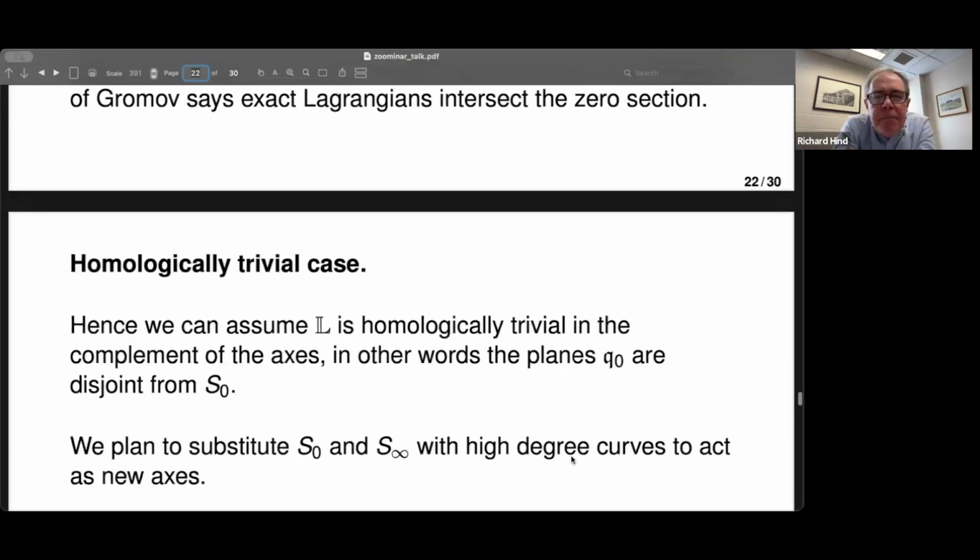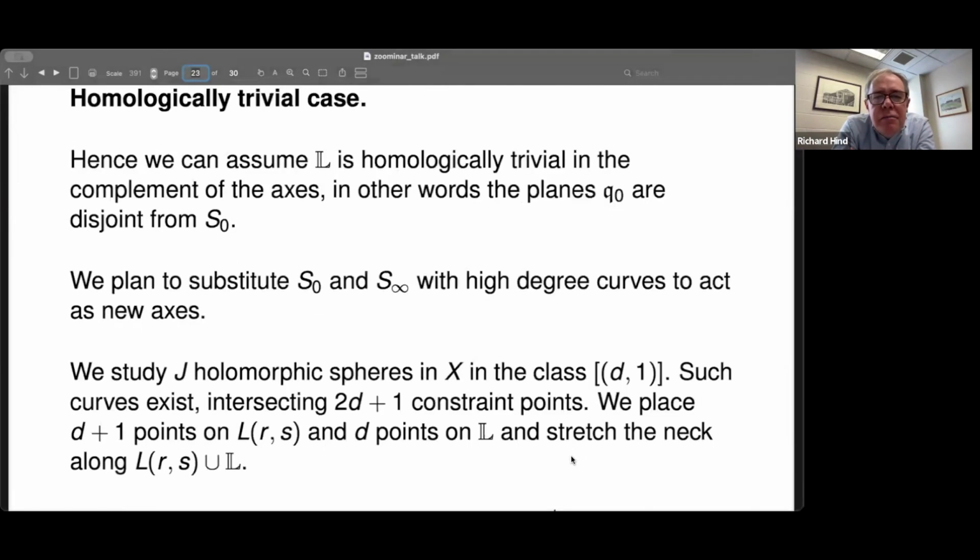So I'm arguing by contradiction. I might as well assume now that when you do all this, L comes out homologically trivial, which is the same thing as saying that those planes Q0 are disjoint from the axes. So then the argument's going to fail. But the strategy is to use a new set of axes. I want to substitute S0 and S infinity with alternative axes, which are going to force bold L to be homologically non-trivial with respect to those axes.